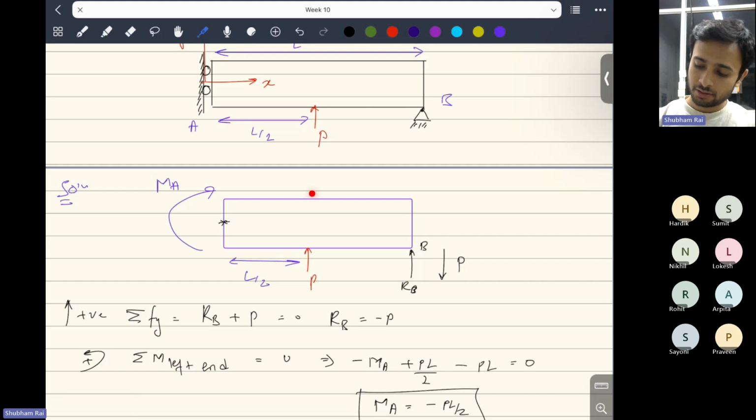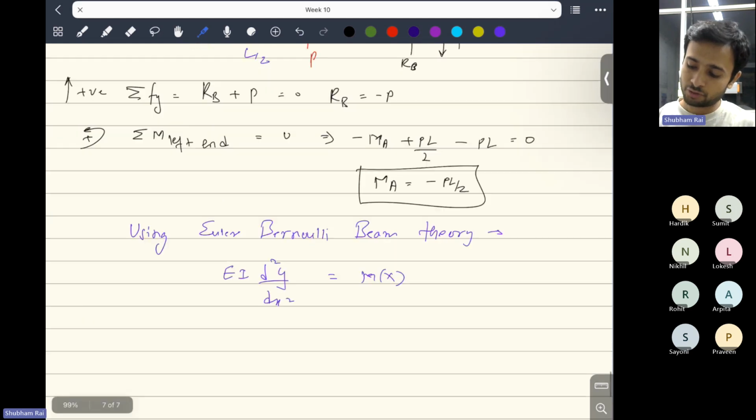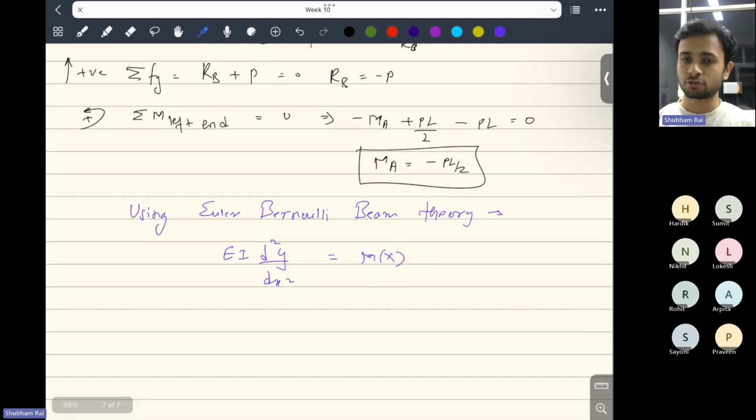Then at this point we will enforce continuity conditions: at x equal to L by 2, the deflection coming from the left hand solution should be equal to the deflection coming from the right hand solution. Also, the slope coming from the left hand solution should be equal to the slope coming from the right hand solution. So these two constraints we will put, and then we will finally solve. But we are going to solve independently first, for the left part and for the right part, because the value of M is going to change suddenly. So the solution of this differential equation is going to change for the left part and the right part. Okay, so let me do that.